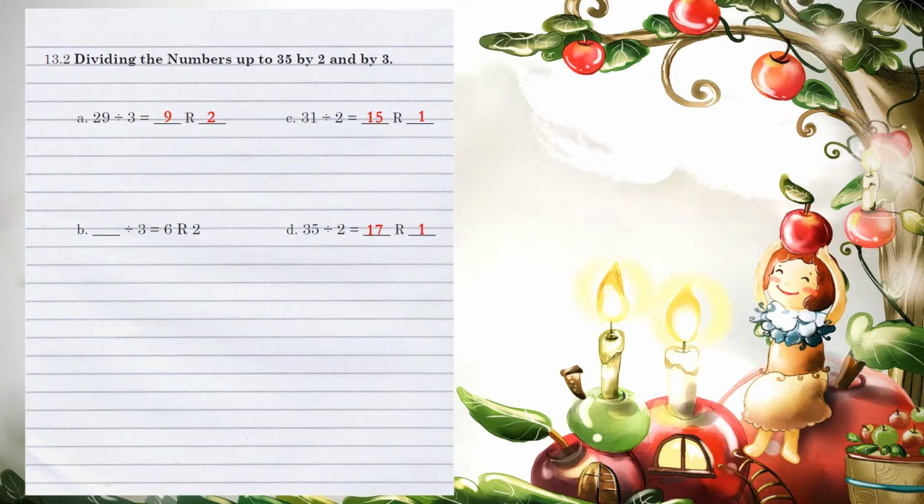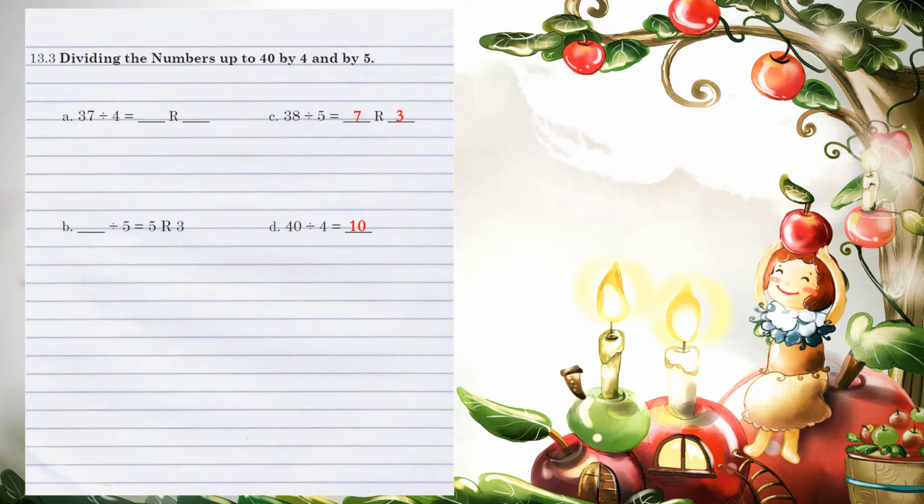Example B. What number divided by 3 is going to give us 6 remainder 2 as an answer? We're going to need to work backwards here. We're going to multiply the 6 times the 3 first, that's 18, and then we're going to add the remainder to get 20 as our starting number.